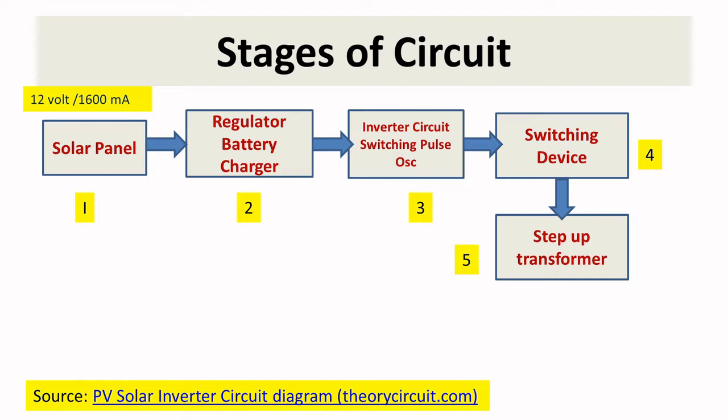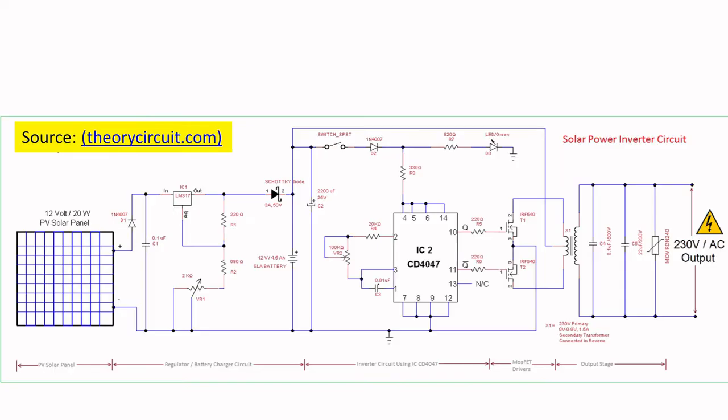This is basically what is happening in your inverter circuit. See, this is a complete circuit. I will explain. This is a solar panel exposed to the sun. The specific rating which I mentioned is 12 volt, 20 watts and 1600 milliamps. It is connected to the LM317, which is the regulator part. We are taking the regulator output from here, and this is an adjustable unit. The output from the regulator is passed on to the Schottky diode.